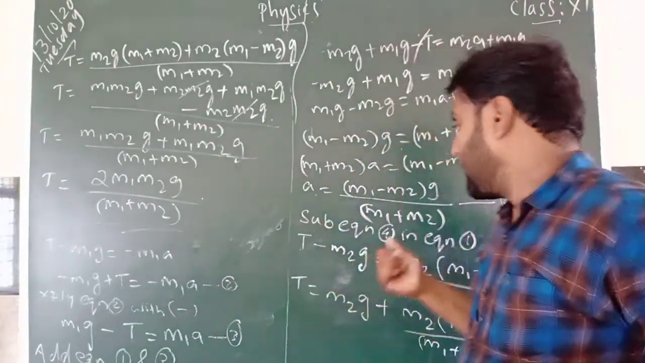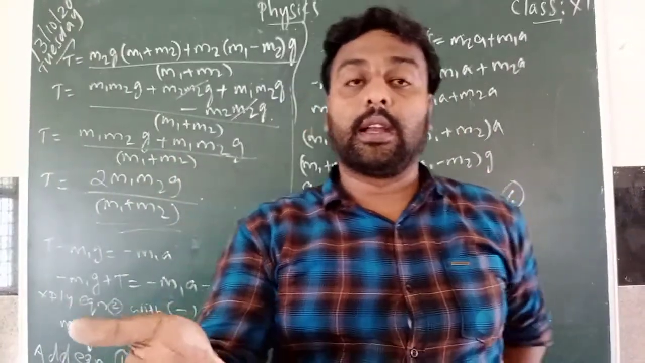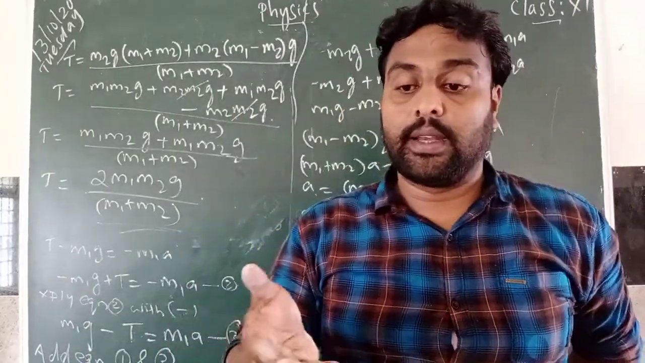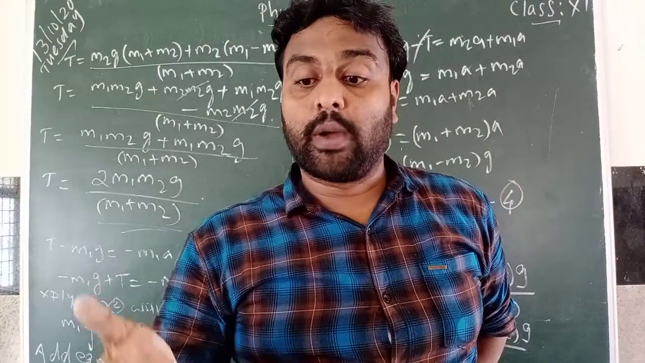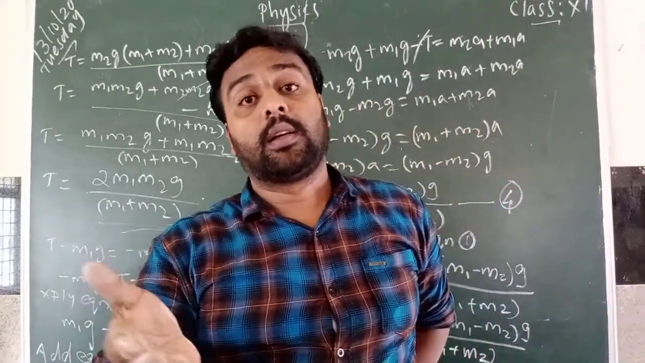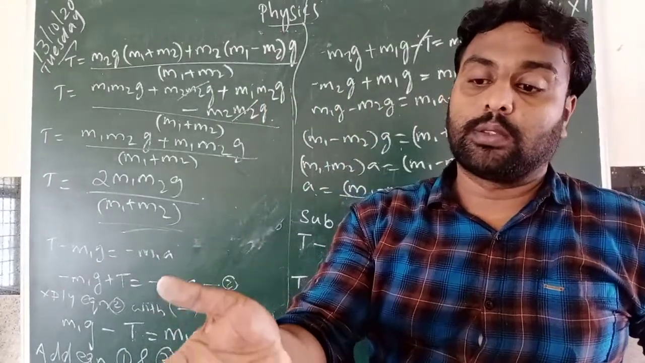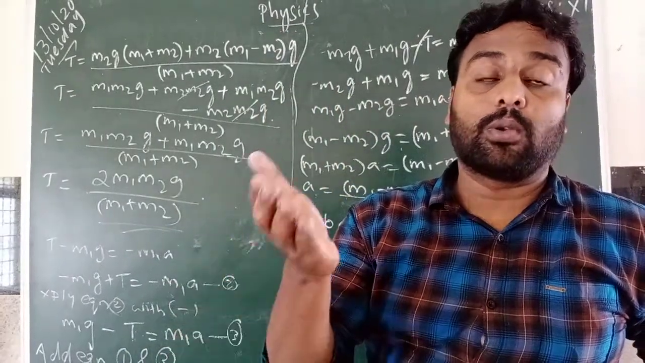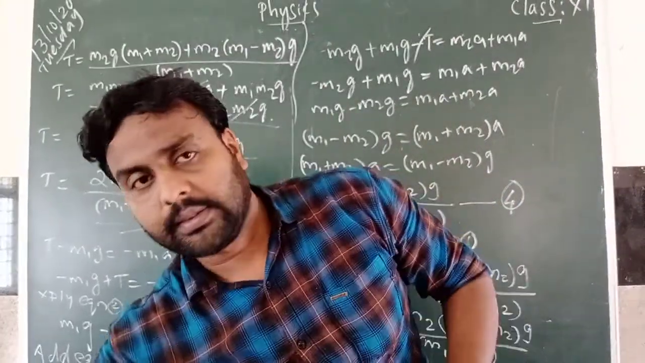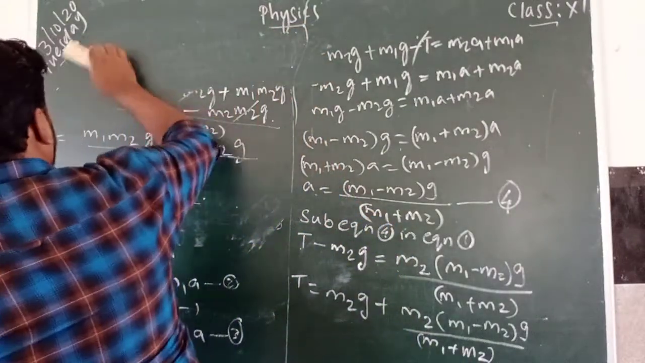Then this acceleration value for mass m1 and m2 is given in the textbook, page number 127. It is given as a equal to minus m1 minus m2 divided by m1 plus m2 with the unit vector j. For mass m2 also the acceleration is given: a is equal to m1 minus m2 divided by m1 plus m2 into j vector. Now the same thing.